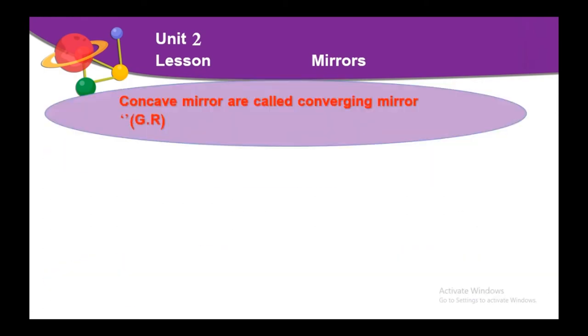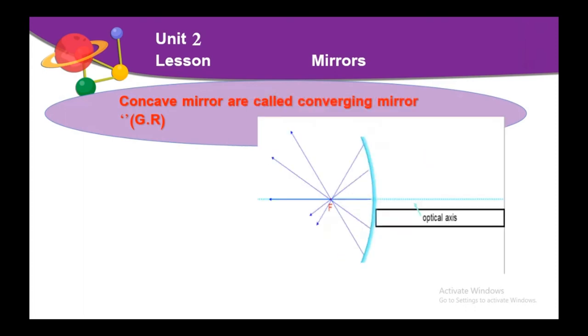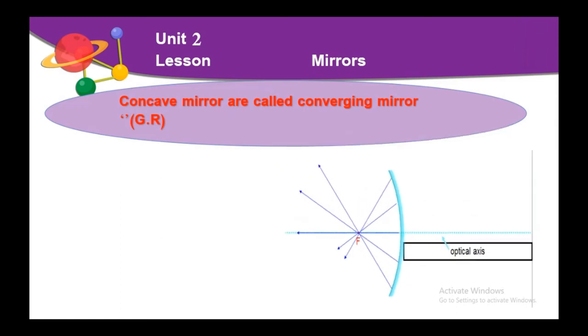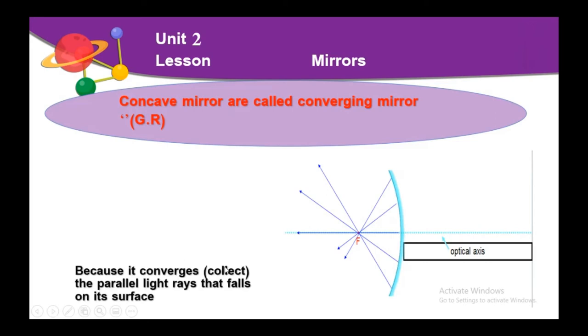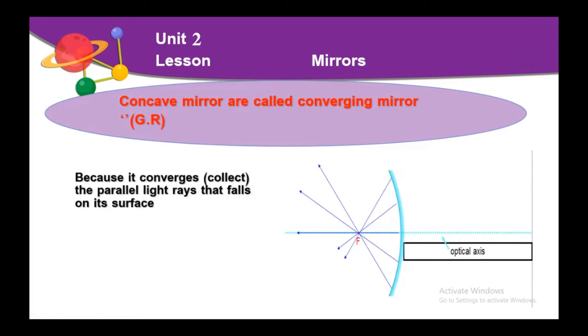Concave mirrors are called converging mirrors. Give reason. Why? Because of what happens to the light when it falls on the reflecting surface: it converges or collects the parallel light rays that fall on its reflecting surface. It collects light.